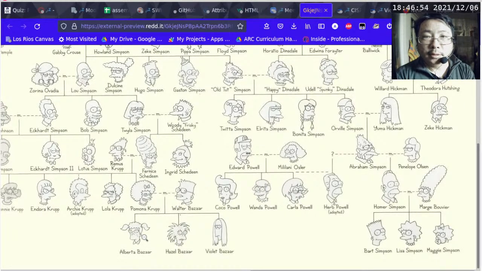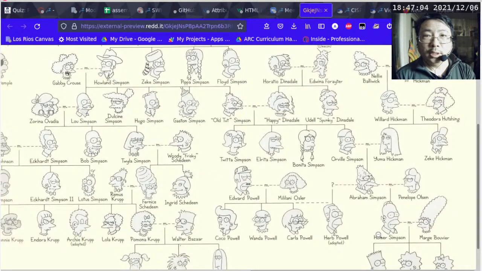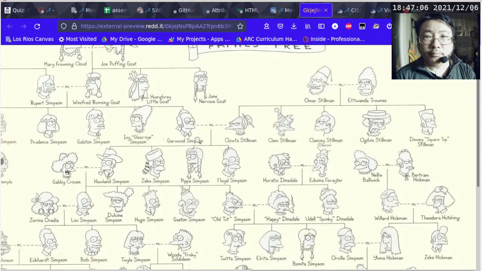Correct. Yeah, so the key is, between Alberta and Bart, the first shared ancestor is Howland. So that's why they are quote unquote proper fourth cousins, because they do not share any ancestor prior to Howland.